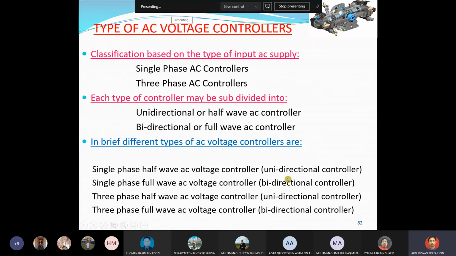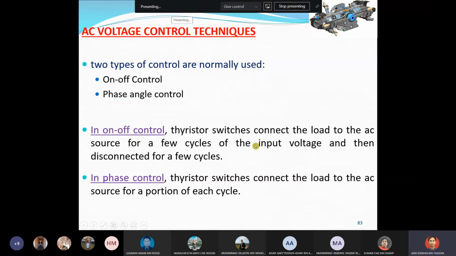Whatever the case, for uni, because this is AC, we will have positive and negative cycles. So when we talk about uni, we control only one of the cycles. The other cycle we cannot control, so we just put a diode. Bi, we control both. Okay, so we have two techniques. Are you familiar with these techniques? On-off control and also phase angle control. Have you heard of both of these?